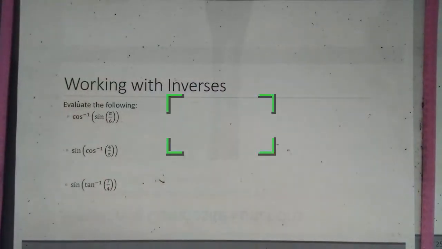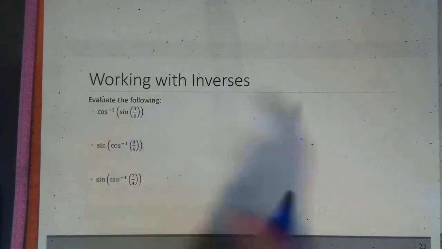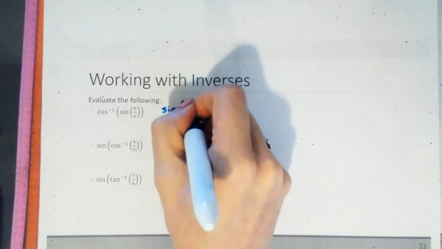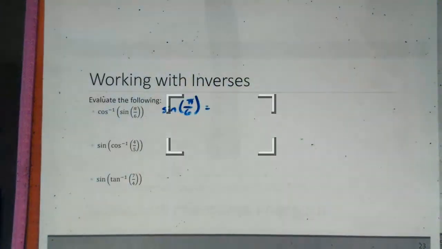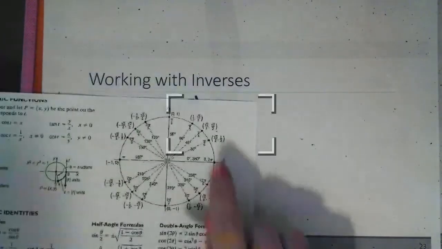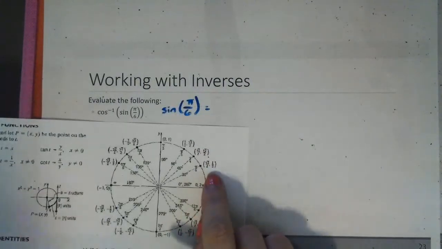We're going to continue working with inverses, but we're actually going to work with some composite functions here. So first up, we want the inverse cosine of the sine of pi over 6. When we're dealing with composite functions, we start on the inside and work our way out. So I'm going to start with the inside, the sine of pi over 6. Pi over 6 is in radians because we don't see a degree symbol, and that's on my unit circle. Pi over 6 is right here. I want the sine of it, which will be the y value, and that's 1/2.